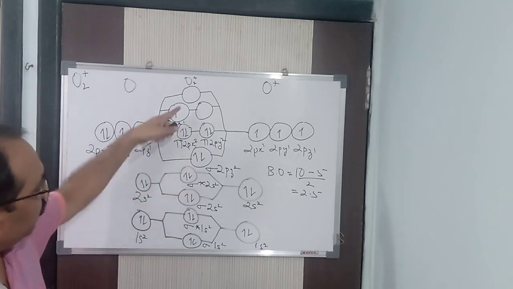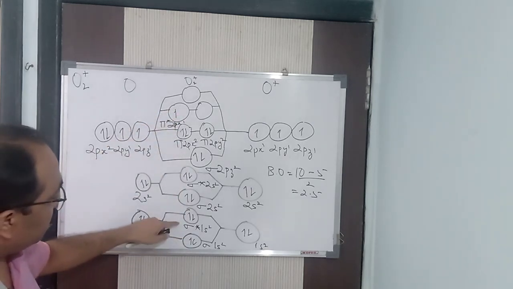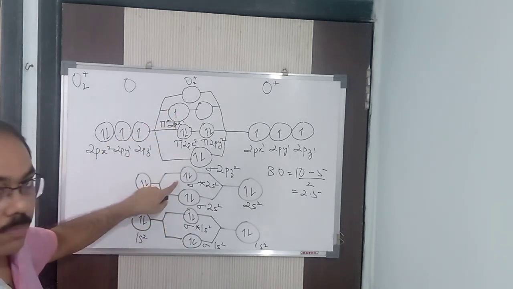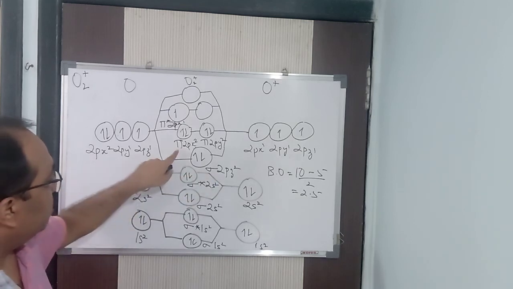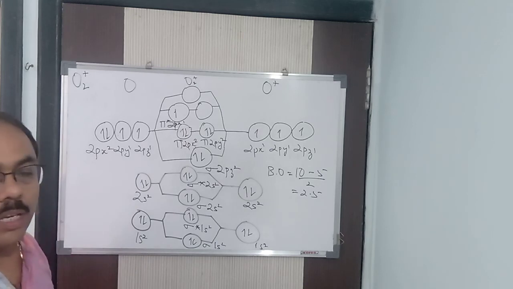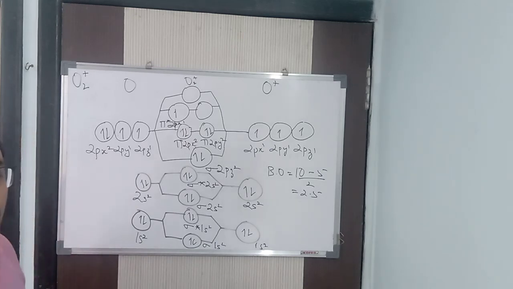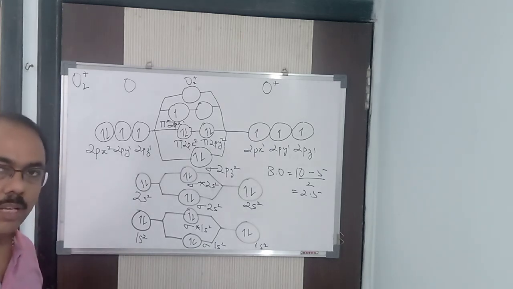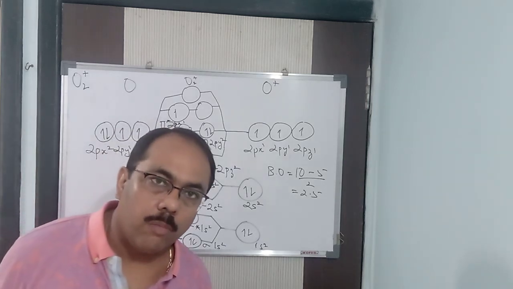I told the electronic configuration. Middle one, you will write this down: sigma 1s2, sigma star 1s2, sigma 2s2, sigma star 2s2, sigma 2pz2, pi 2px2 equal to pi 2py2, and then pi star 2px1. Alright. This is about some more examples I gave you about molecular orbital diagrams. Thank you.